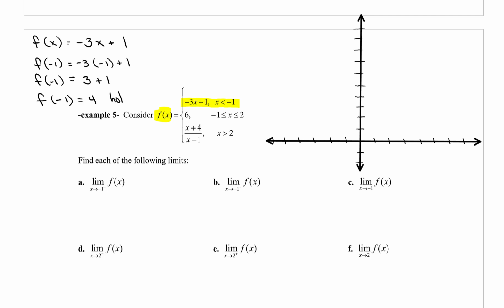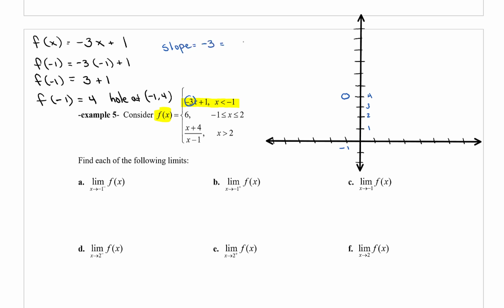This is going to represent a hole at negative 1 comma 4 because there is no equal sign in this inequality. It says x is strictly less than negative 1, so I know at least that I'm going to be drawing an open circle at negative 1 comma 4. And then for all the values that are less than negative 1, it's going to be a line that looks just like f of x equals negative 3x plus 1. So I've gone ahead and drawn my open circle at negative 1 comma 4. I'm writing down the slope of this line.